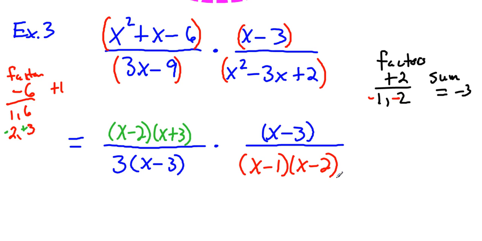So the biggest thing you're doing in all the multiplication and division is just your factoring skills. It's taking all the factoring we were doing in chapter 6, and you're just working it over, and now you're going to go back and cancel. You've got an x minus 2 and an x minus 2. Those are gone. You've got an x minus 3 here, x minus 3 here.